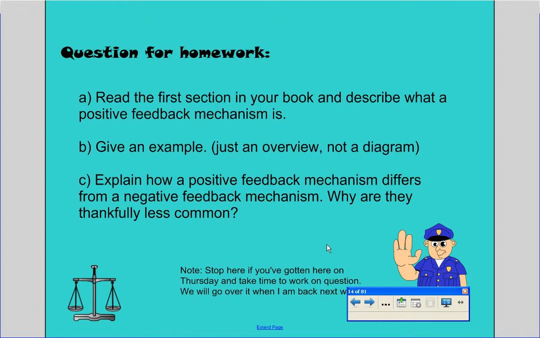For instance, if someone was to take a drug and your brain is interpreting the feeling of that drug, and you kept on taking that drug, even though it's causing a lot of damage to your body, that would be considered a positive feedback mechanism.